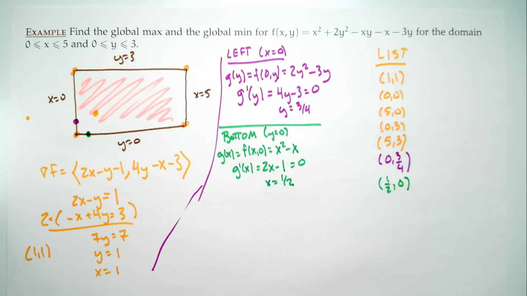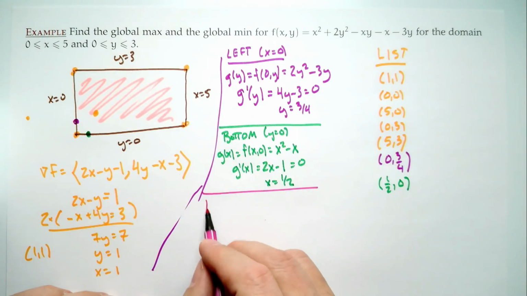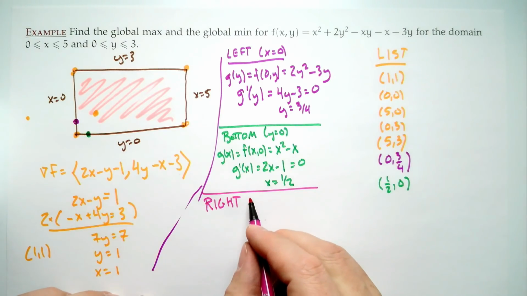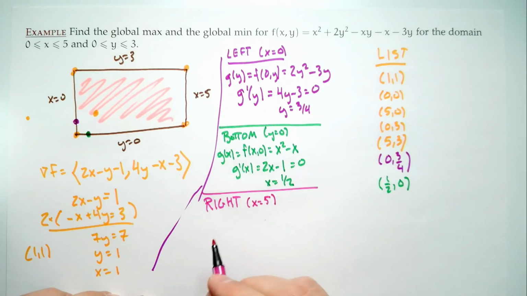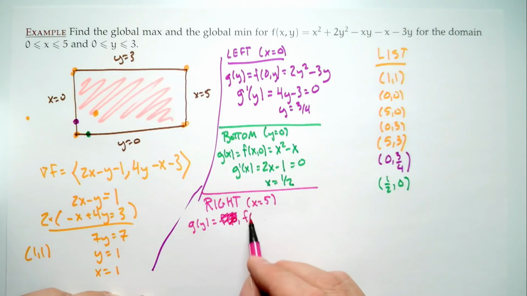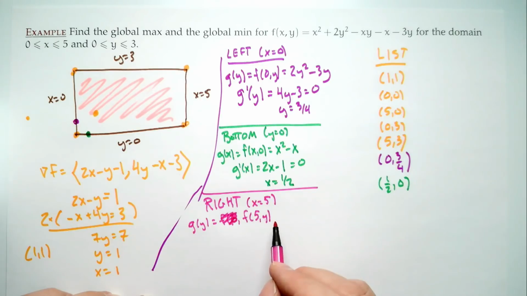Okay, what's next? Right? Well, I heard someone say right first, so we'll go with right. What's true about the right side? X equals 5. So we're going to have a function just of y. All right. So we have some function of y, which is f of 5, because x is 5. That doesn't even look like 5 anymore. Okay. F of 5 comma y, which is, okay, so here we go.